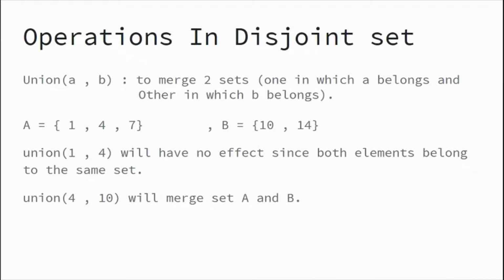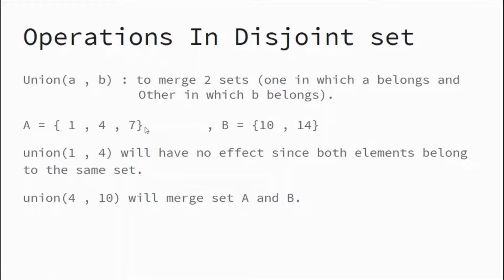Now the other operation that disjoint set supports is union. A union is a function that is there to merge two sets into a single one. So union is provided two parameters a and b. The union operation would merge two sets, the first in which a belongs and the other in which b belongs, and it would make a single set of it.